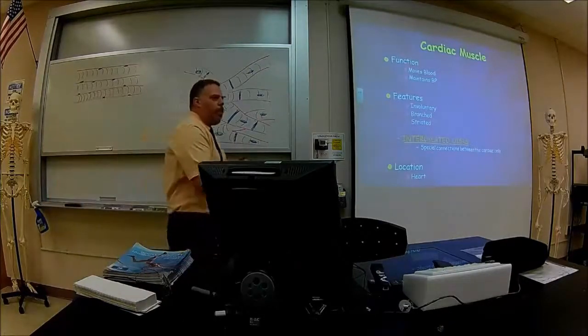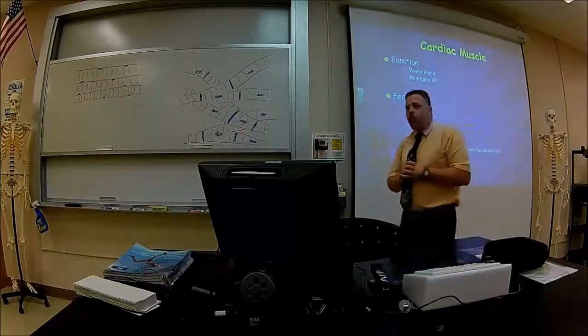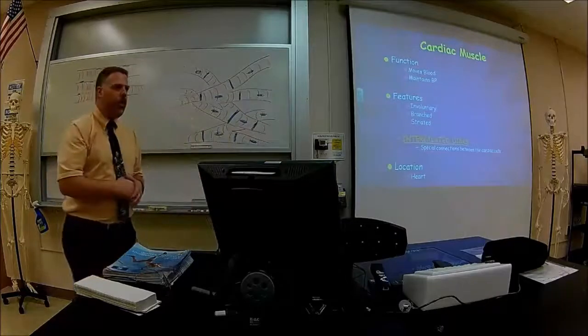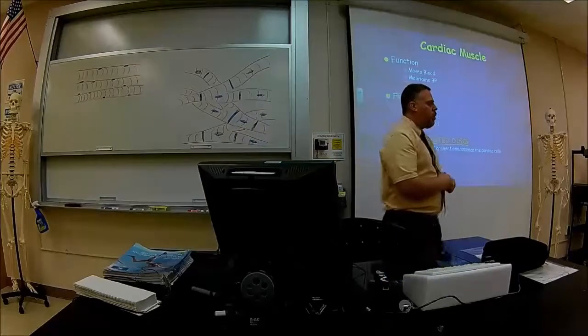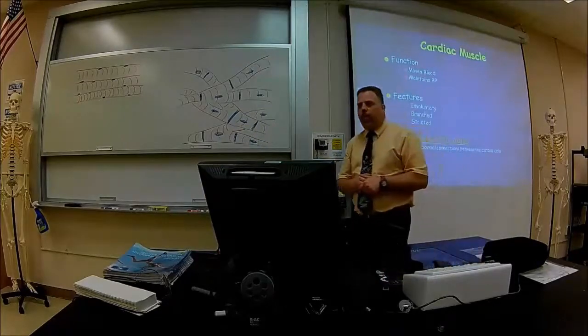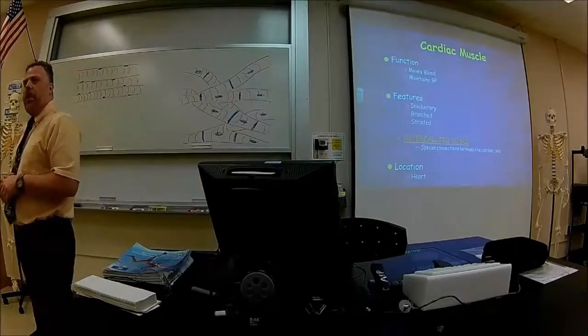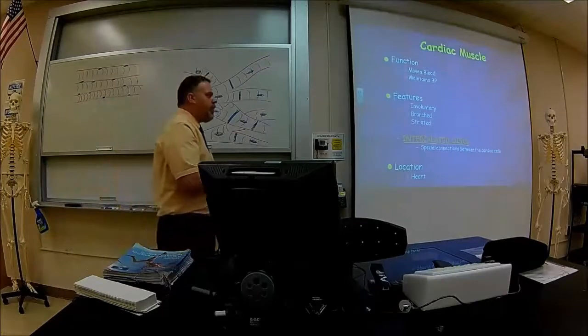So this is cardiac muscle. It's only found in the heart. We don't have control over making this contract, so it's involuntary. The muscle fibers are branched. They're not multinucleated. They are striated, and they have special connections in between the cells called intercalated discs.